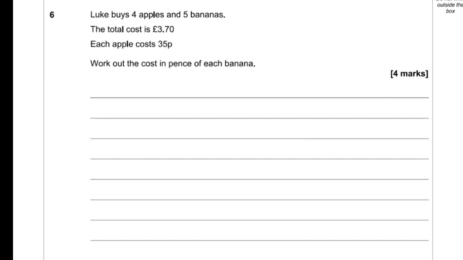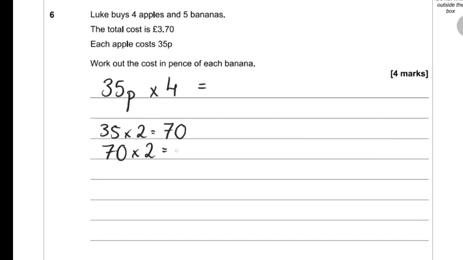Okay, so each apple costs 35p. So the first step that I would use in this situation is doing 35p times by 4 apples. So this is a non-calculator, so we're going to have to do this in our heads. So I know that 35 times 2 equals 70. So I'm going to times that by 2 again to get 35 times 4.